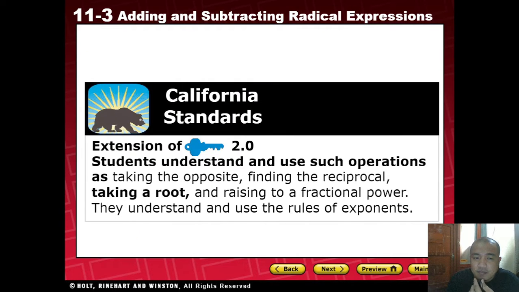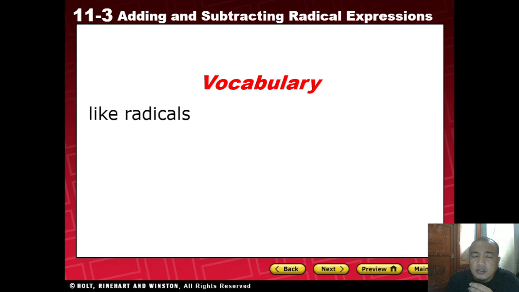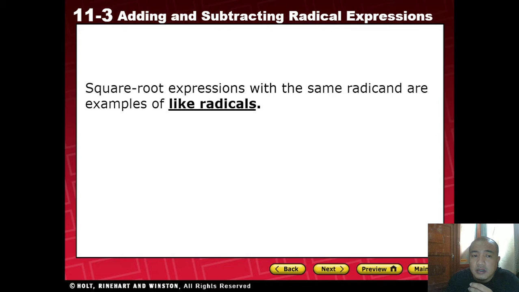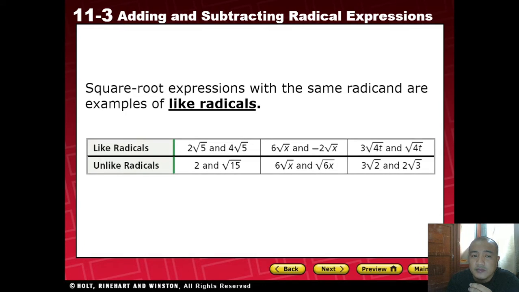Okay. So in this topic, students understand and use such operations as taking the opposite, finding the reciprocal, taking a root, and raising to a fractional power. They understand and use the rules of exponents. So for our vocabulary, we have like radicals. Square root expressions with the same radicand are examples of like radicals.